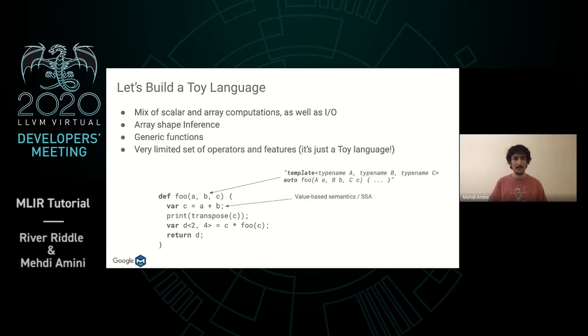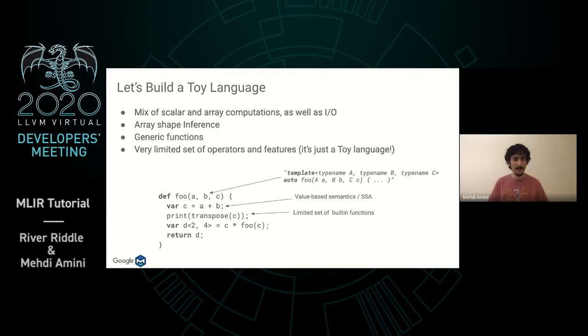Again, for the sake of simplicity, inside the language itself, we will limit ourselves to value-based semantics and SSA, single static assignment. Variables are written only once. LLVM knows how to transform variables into SSA, and for the sake of simplicity, we're not going to re-implement the SSA formation. Let's just get it from the source language.